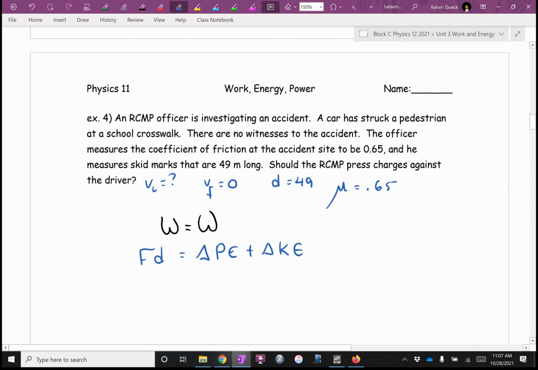Oh, what did we say the change in potential was? Which force is doing the work in this question? Which force is bringing the car to a stop? On the right-hand side, what's change in anything? Are any of those zero? So we're going to end up with this. 0 minus a half mv initial squared.